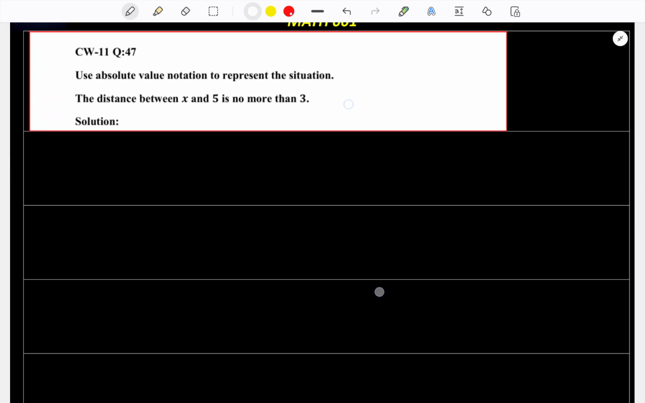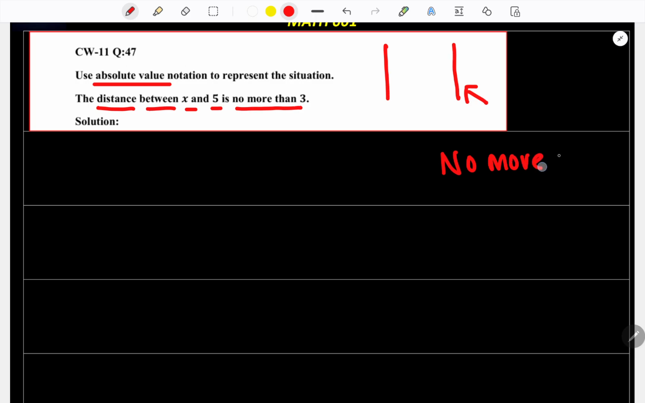The next question is: use absolute value to represent the situation. What do you mean by absolute value? This is called absolute value. What is the situation given? The distance between x and 5 is no more than... So keep the words no more than in mind; I will come to this later. First, I will explain the word distance. What do you mean by distance?